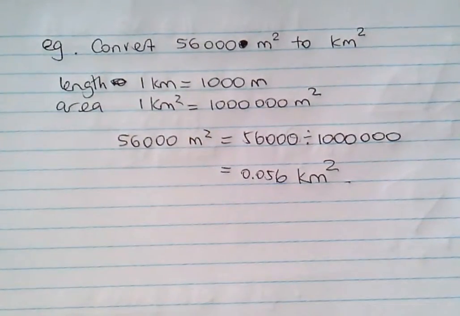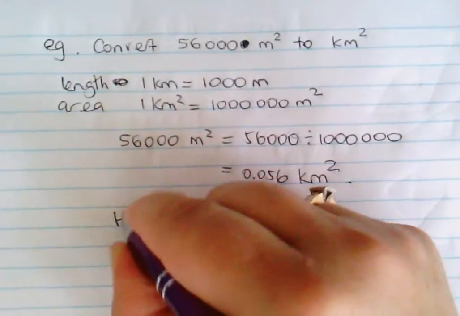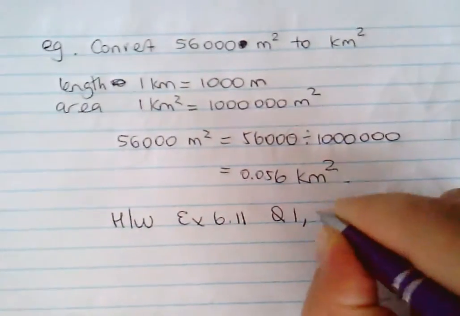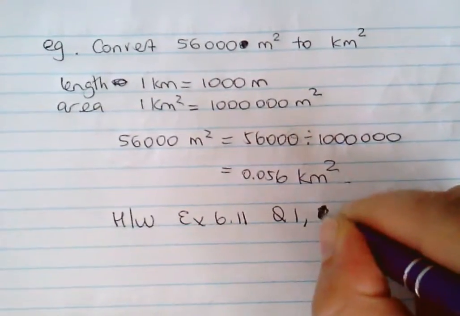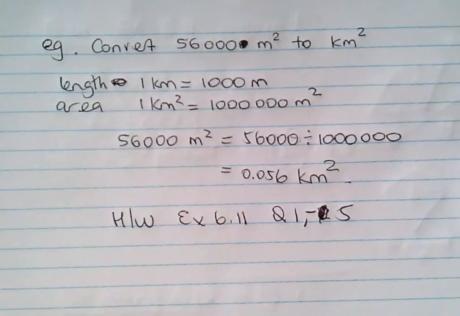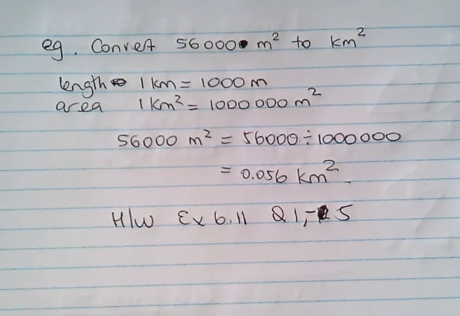Okay. All right, please also for homework, can you also do exercise 611, questions 1 to 5 as well? Questions 1 to 5. So now you will have done questions 1 through to 6. Okay?